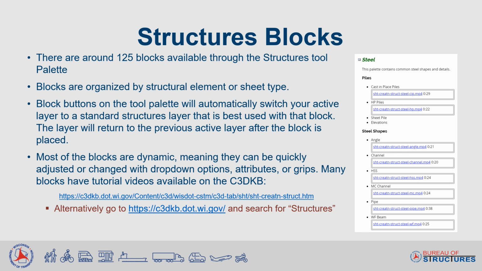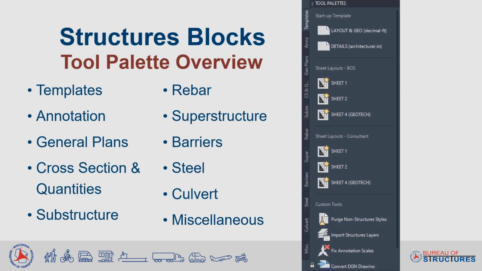Most of the blocks are dynamic, meaning they can be quickly adjusted or changed with drop-down options, attributes, or grips. Many blocks have tutorial videos available on the Civil 3D Knowledge Base link shown here. I will also copy the link into the chat. Alternatively, you can go to c3dkb.dot.wi.gov and search for structures. This will give an overview of the tools and blocks that are available in the Structures tool palette.